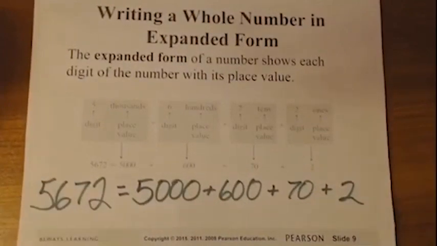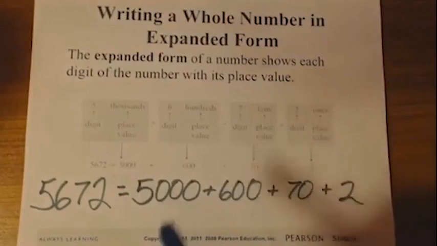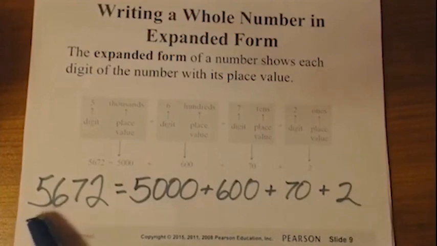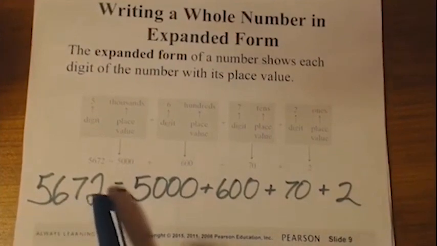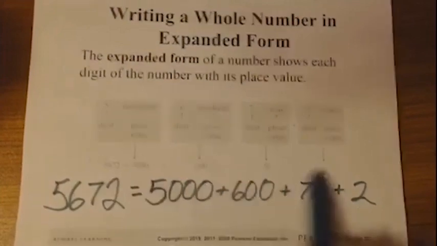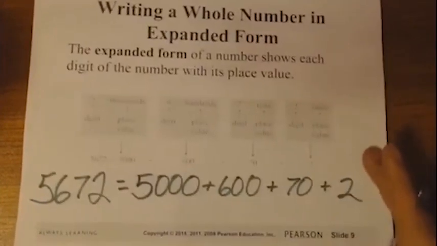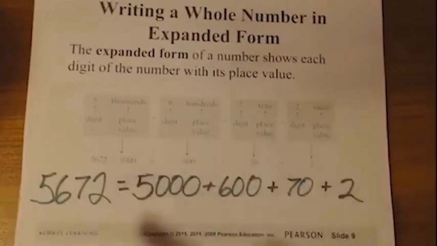Let's talk about writing a whole number in expanded form now. The expanded form of a number shows each digit of the number with its place value. So for instance, 5,672. This is what's written here. And it's not very visible for the camera, so I wrote it out bigger below.